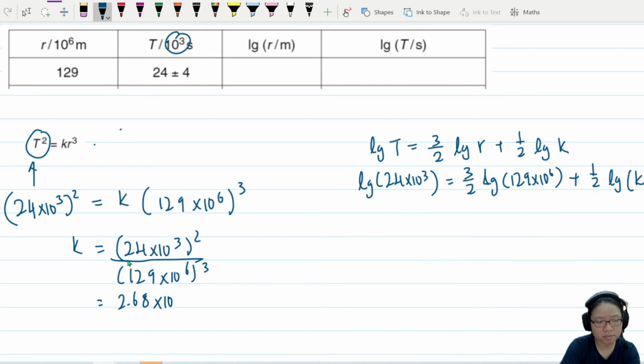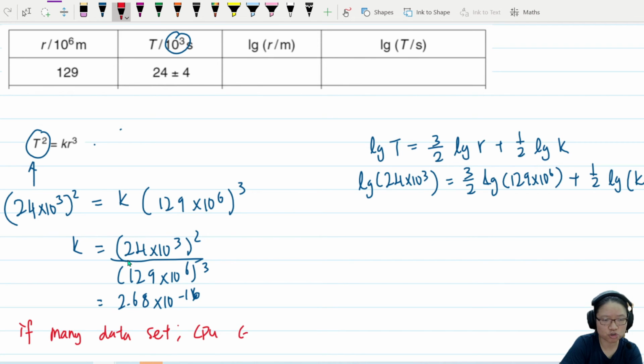2.68 times 10 to the power of negative 16. Okay, so I'm going to write here. It is okay, but if there are many data sets, then the computer CPU is gone. Bye-bye.